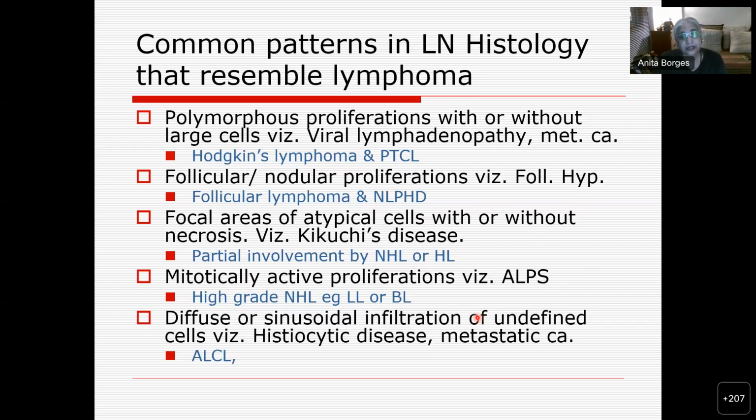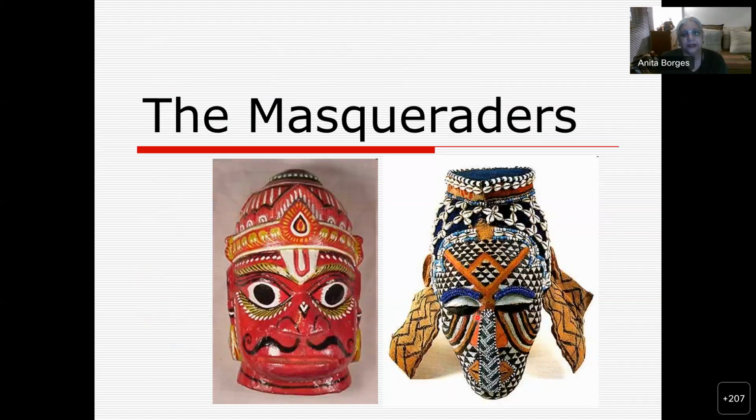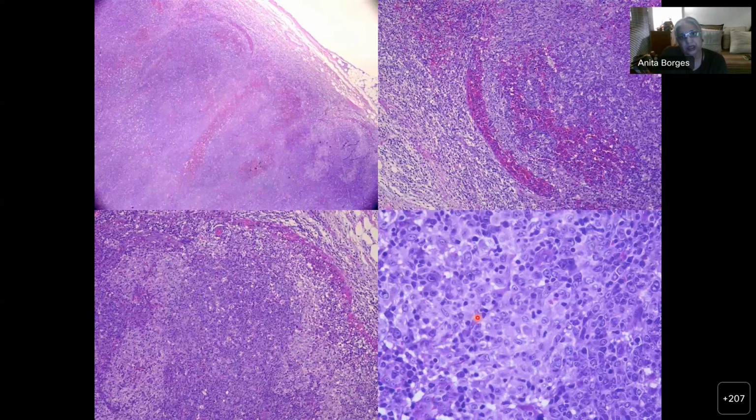Right. And finally, you have this diffuse or sinusoidal infiltration of undefined cells. Could be histiocytic disease, metastatic carcinoma, and ALCL is a sinusoidal disease. So let's just look at some examples of this kind. It's not possible to go through all. Okay. Now here is a lymph node, and I'll first show you the histology, and then we'll go to the clinical picture. The clinical picture is absolutely important.